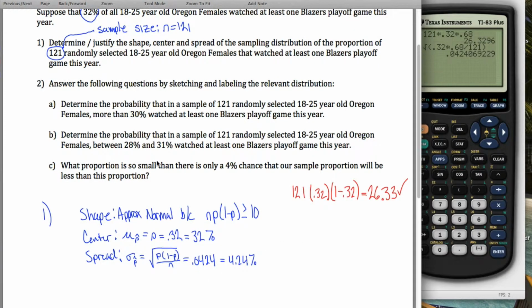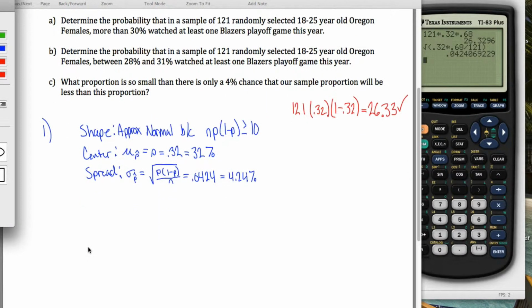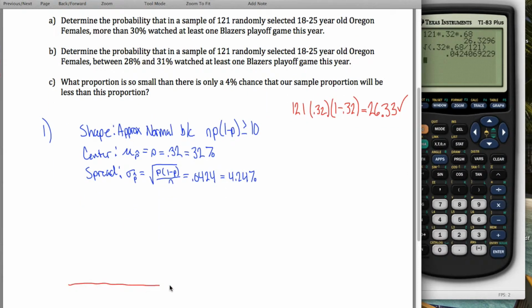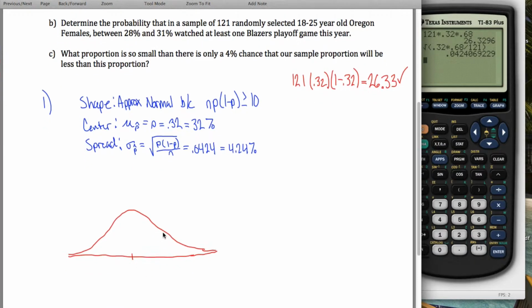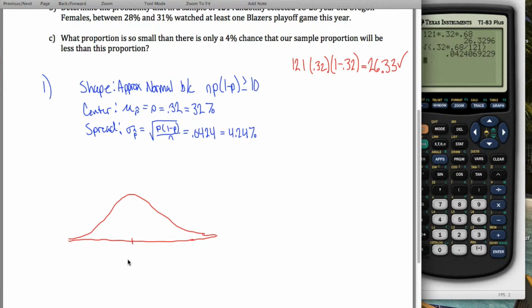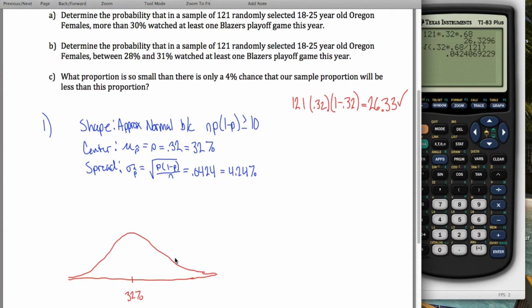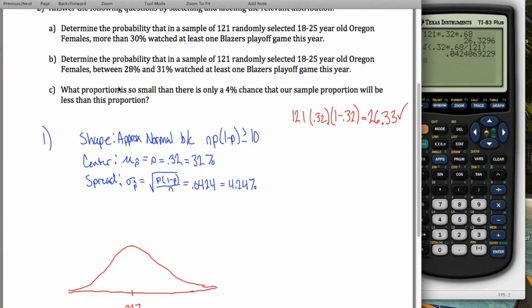So with this information, I can answer any question, A, B, or C here. Now let's go through and do it. For A, it says determine the probability. Determine the probability is a big hint there. It means that we're going to be using Normalcdf. Shape, approximately normal. I know that the shape's approximately normal, so I'll draw something that's approximately normal. It's hard to draw on the computer. Center, 32%. You put a 0.32 or 32%, whichever you prefer. And then the spread is 4.25%. You could count up by 3 standard deviations, but that seems like a lot of work, so I'm going to leave it as that and see what the question is asking.